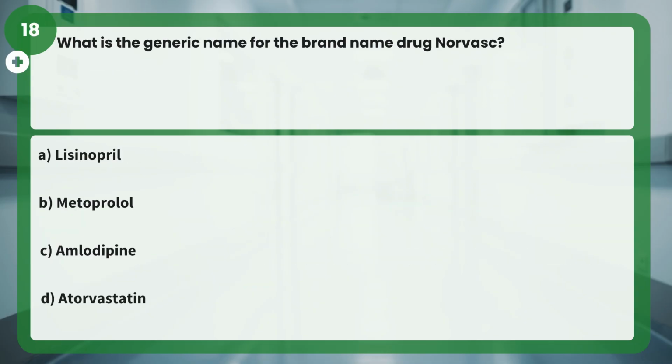Question 18. What is the generic name for the brand name drug Norvasc? A. Lisinopril. B. Metoprolol. C. Amlodipine. D. Atorvastatin.